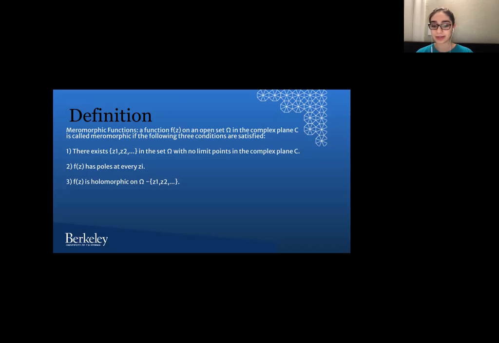So what that means physically is that if we take the set omega and remove all of the points where the poles are from the domain, then f will be holomorphic on the new domain.